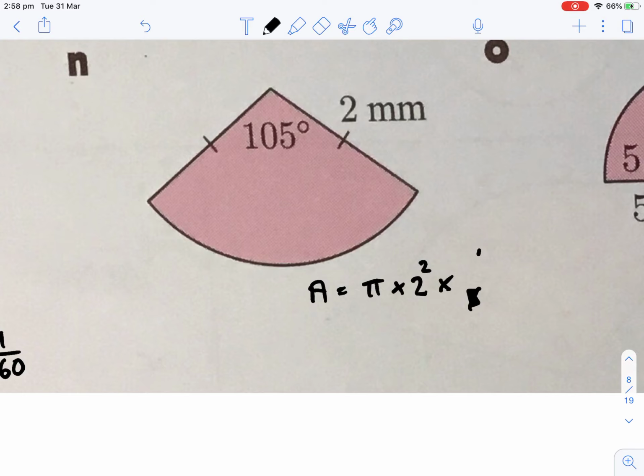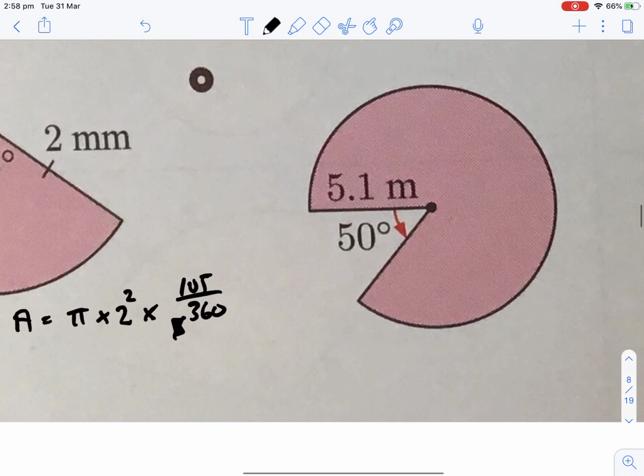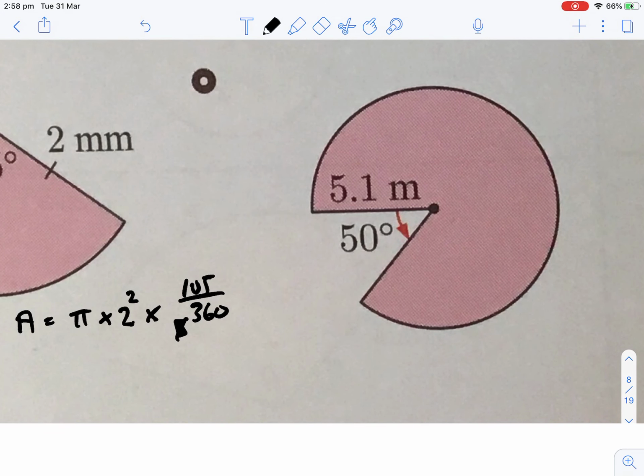So here we go. So 105 out of 360 degrees. And same for the next one. Only they're trying to trick you here. What they've given you is the 50 degrees for this little wedge, and what you need is the shaded area.